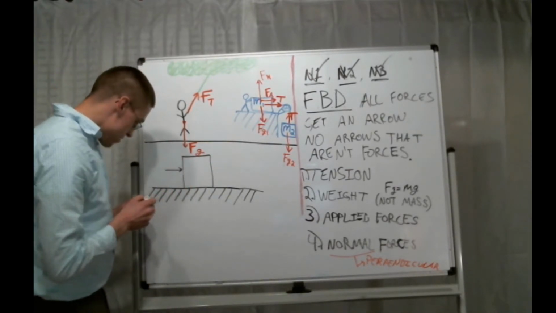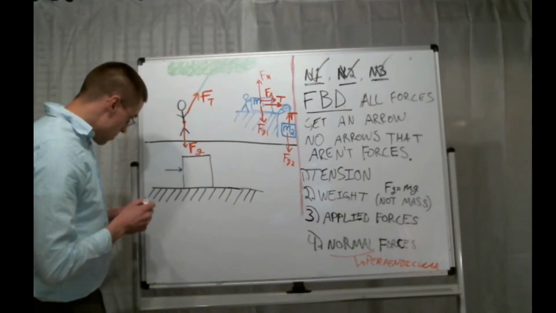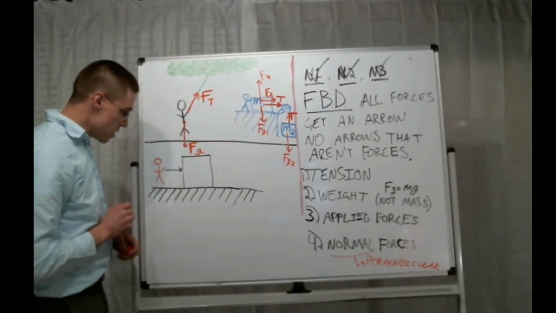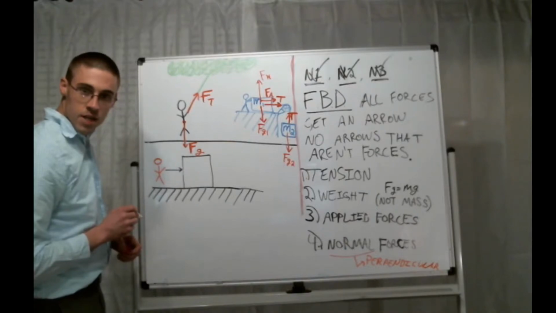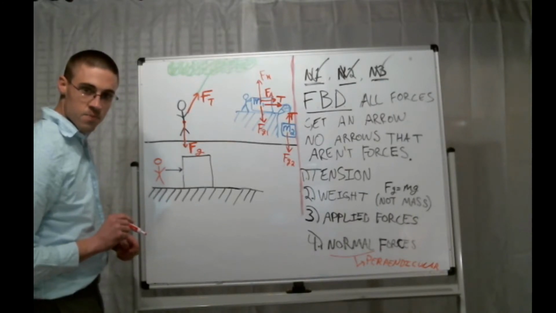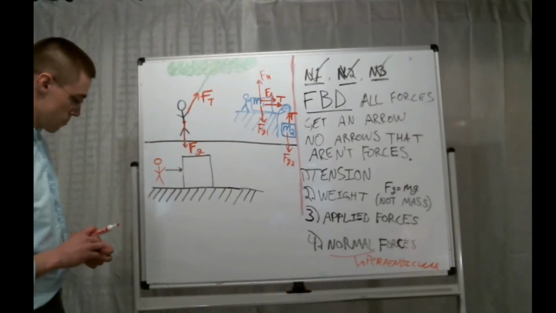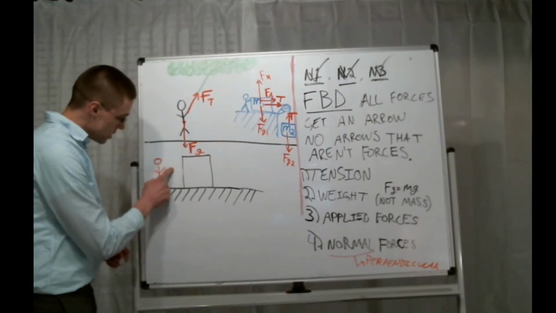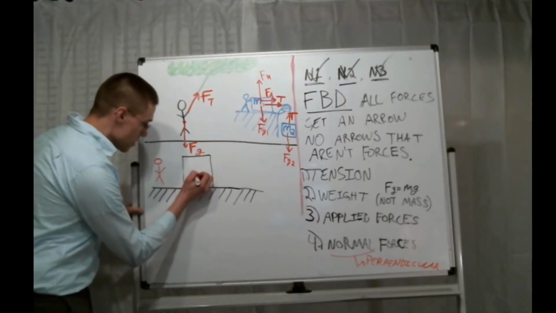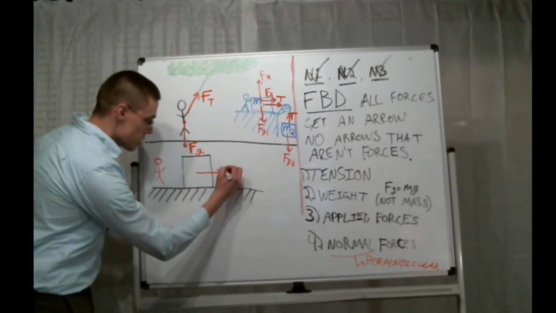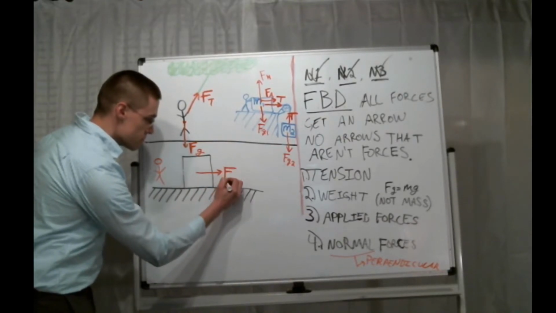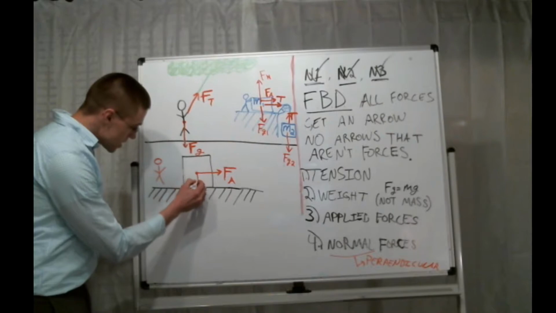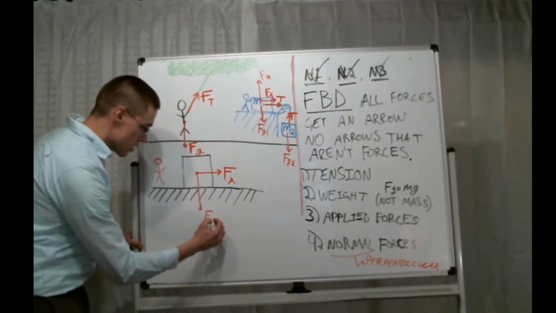Okay, now what about this one here? If I have a person pushing here against this box, what would the free body diagram look like? Pause the video, try it out yourself. Okay, so there's an applied force that's pushing on the box in this direction, force applied, and there's weight, the box has weight, so there's a gravitational force pushing down.